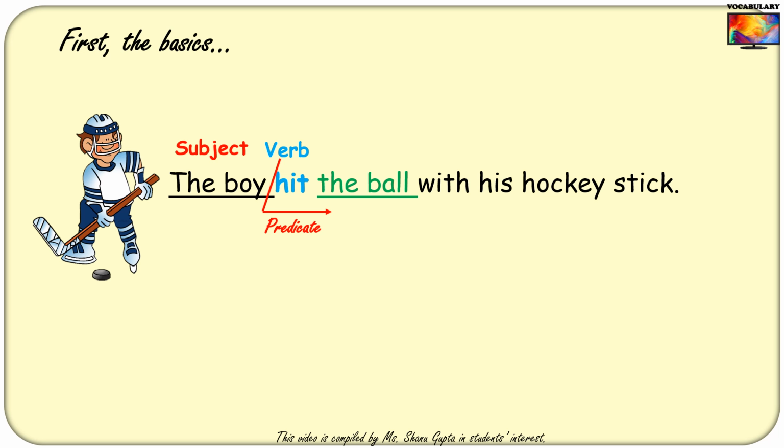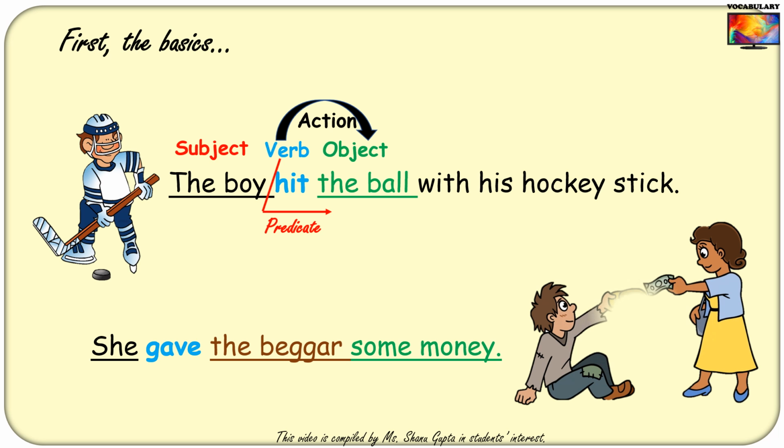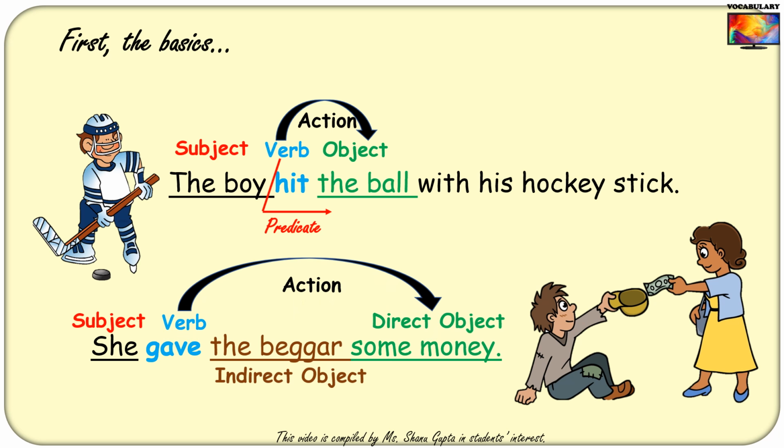The object, which is the ball in this sentence, receives the action of the verb hit and it's called the direct object. Some sentences have two objects, like the one I am about to show you on your screen. She gave the beggar some money. In this sentence, she is the subject and she performs the action gave on two objects. Gave whom? The answer is the beggar. And gave what? The answer is some money. Some money is the direct object and the beggar is the indirect object in this sentence.